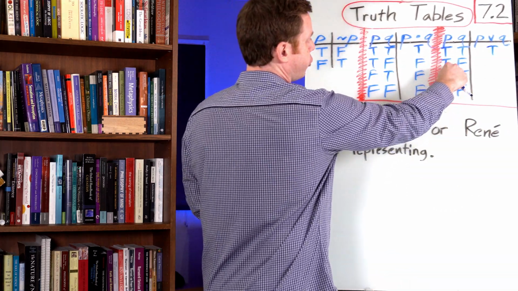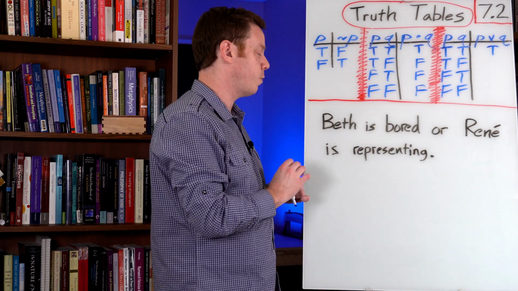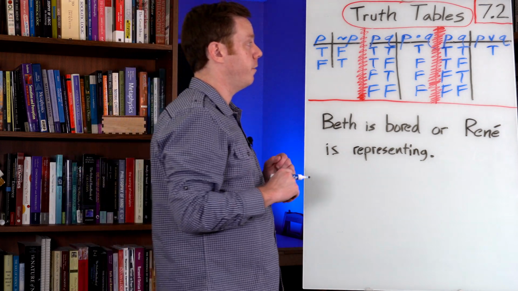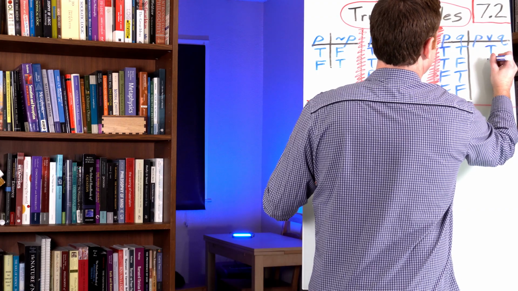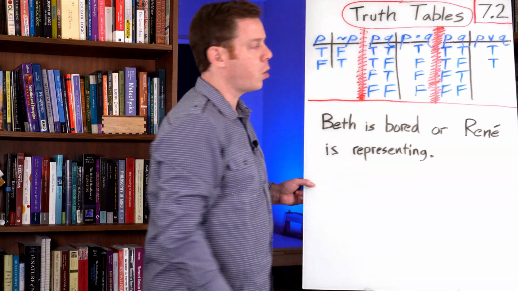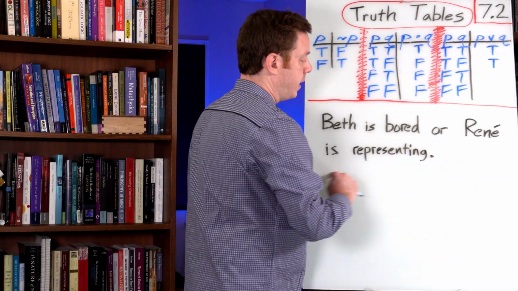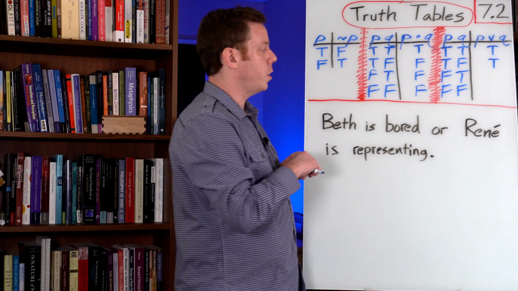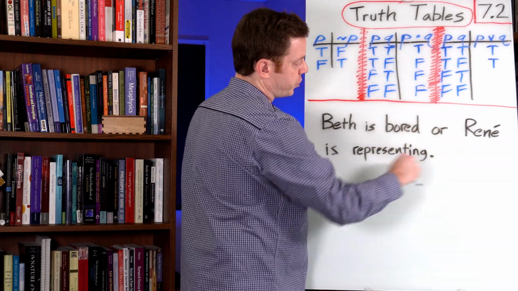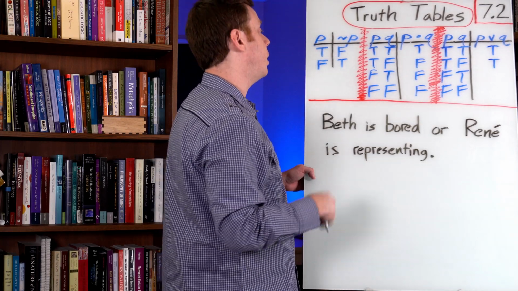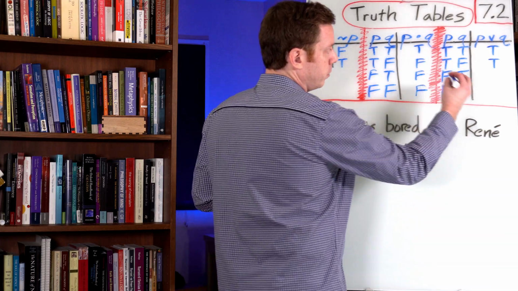What about if it's true that Beth is bored, but unfortunately it's false that Renee is representing? She's just not representing lately. Well, this either-or is still going to come out true, right? Because either-or, it just needs at least one side to be true for the whole thing to be true, right? And of course it doesn't matter which one is true. If it's true that Beth is bored, this whole statement is true. Also, if it's true that Renee is representing, well, the first part's false. Well, that's all it takes.